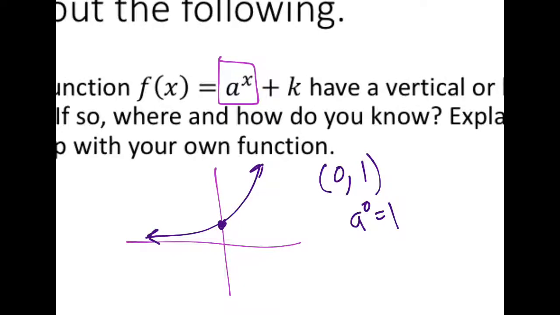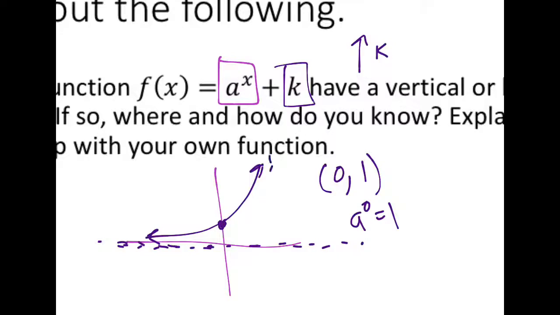But here's the deal. We have this plus k right here, which is going to shift your graph up by k. Normally this function has a horizontal asymptote all along the x-axis. As the x values get smaller and smaller, more negative, your function gets closer and closer to 0, but never quite is 0. And so we end up with that horizontal asymptote there.